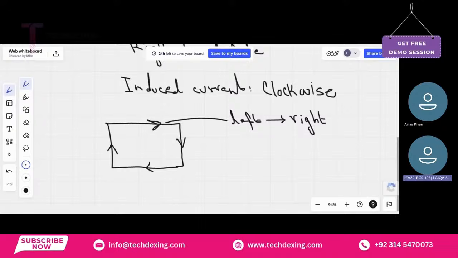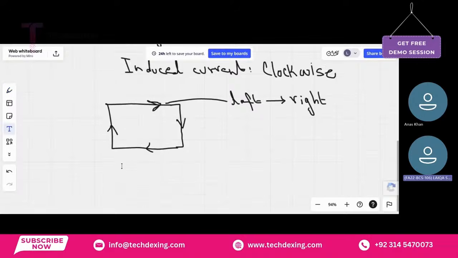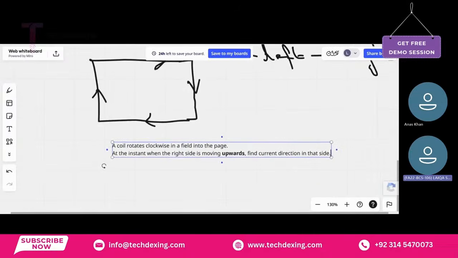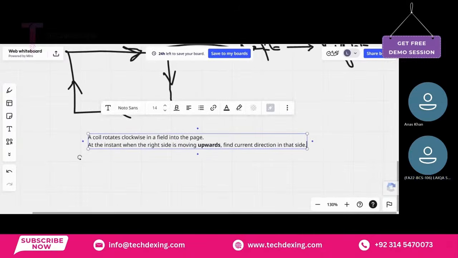Okay, so let's say we are given the question that a coil rotates clockwise in a field into the page. At the instant when the right side is moving upwards, we have to find the current direction in that side. Which rule will we use?